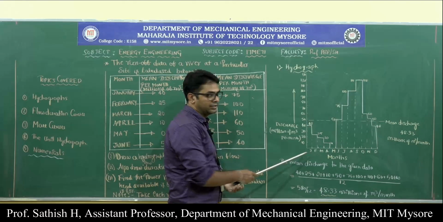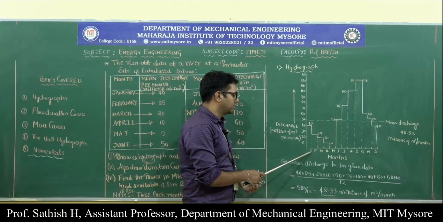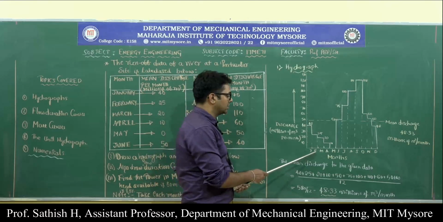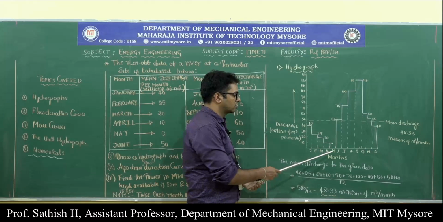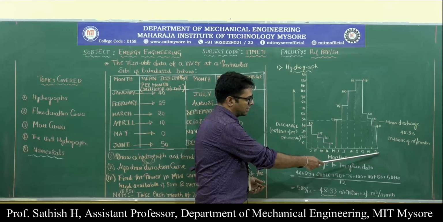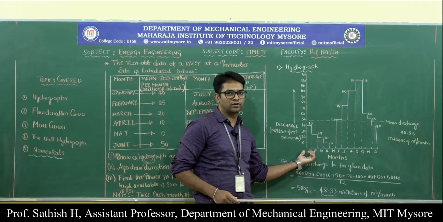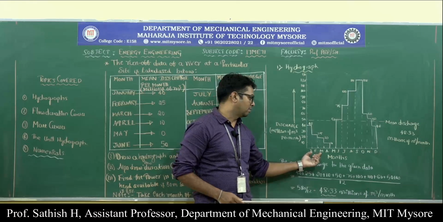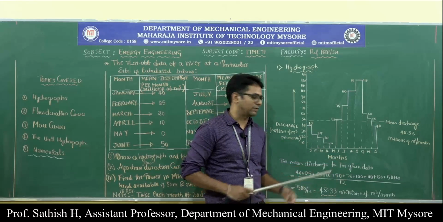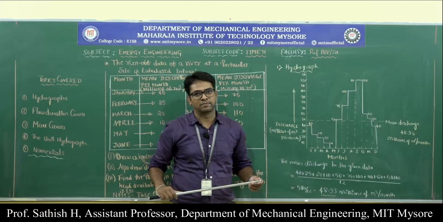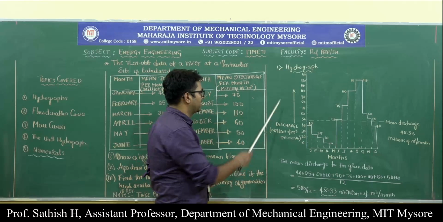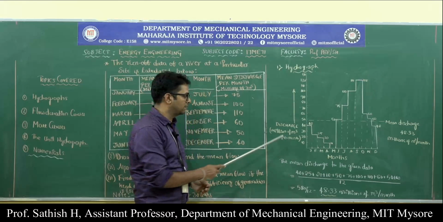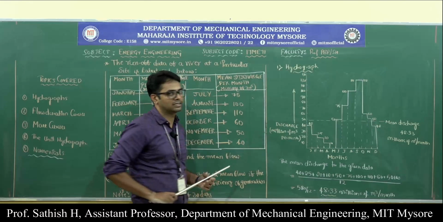I have taken the unit scale, probably 1.5 centimeters or 1 centimeter. So this is January, February, March, April, and I have gone up to December. I have only given the notations: J represents January, F represents February, March, and so on. On the x-axis we have time in terms of months. On the y-axis we have the discharge. Be careful about the units: it is millions of meter cube per month.